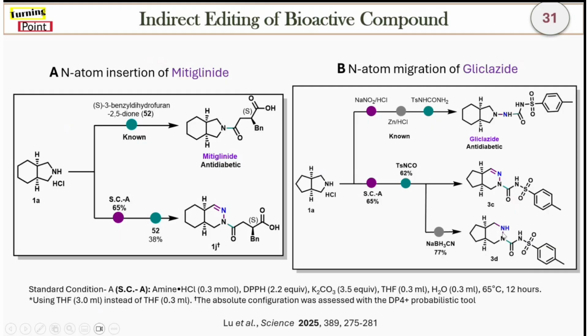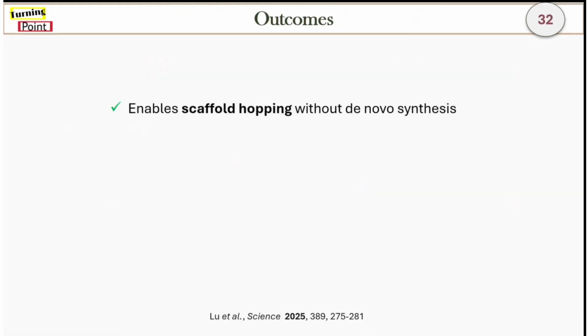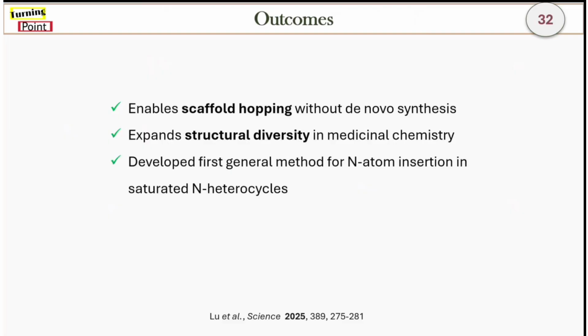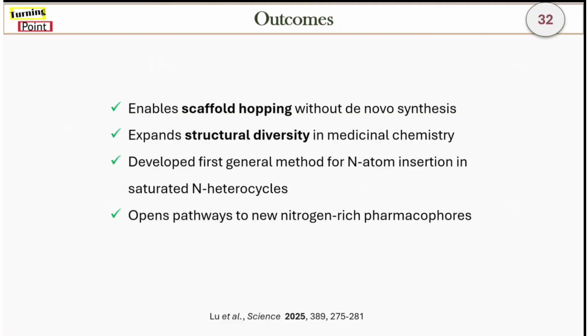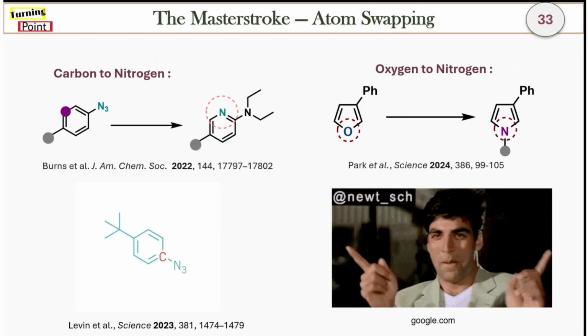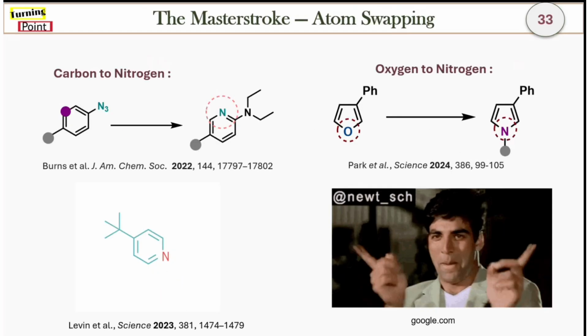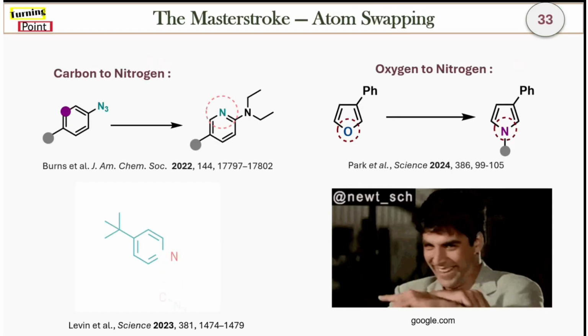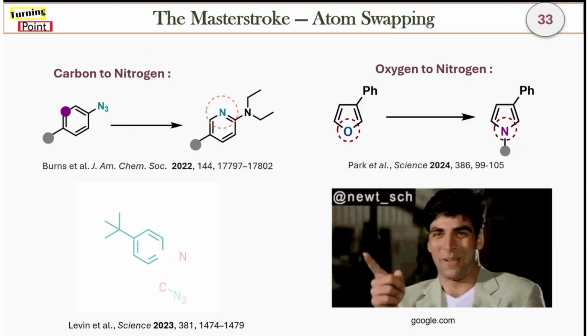So in this case, they have shown an example of scaffold hopping. In this paper, we have seen that they enable scaffold hopping without de novo synthesis. They expanded structural diversity. They developed the first general method for nitrogen atom insertion in saturated heterocycles, and also they opened a pathway to new nitrogen-rich pharmacophores. Now we come towards our last operation, which is atom swapping.